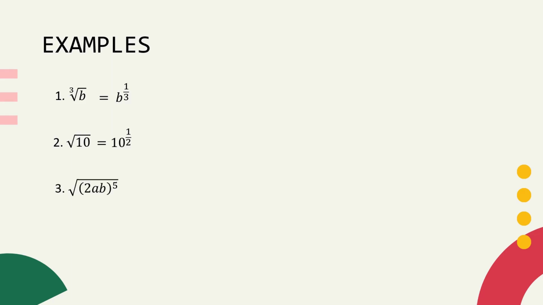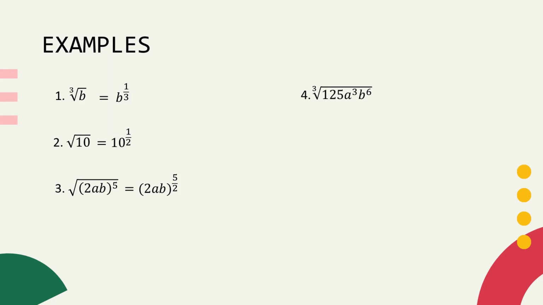Our next example is the square root of quantity 2ab raised to 5. For this one, what is the index of this radical expression? The index is equal to 2. Therefore, 2 is the denominator of our rational exponent. How about the power or the exponent of the radicand, which is 2ab? It is 5. Therefore, 5 is the numerator of our rational exponent. Thus, if we convert square root of quantity 2ab raised to 5 into an expression with rational exponent, that is equal to quantity 2ab raised to 5/2.